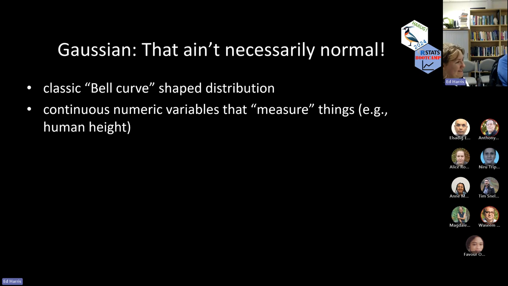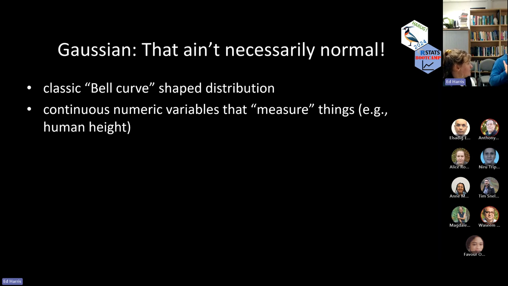Most people will often refer to it as the normal distribution, but Ed does not, and I will ask Ed to remind us why. Yeah, that's a good question. I like it when we're thinking and discussing these things. The reason I don't like to call it the normal distribution is because for continuous numeric variables, things like the height of people or the length of thumbs in a population or the weight of cows, all of those things are what we call continuous numeric variables. And they tend to typically have that bell curve shape.